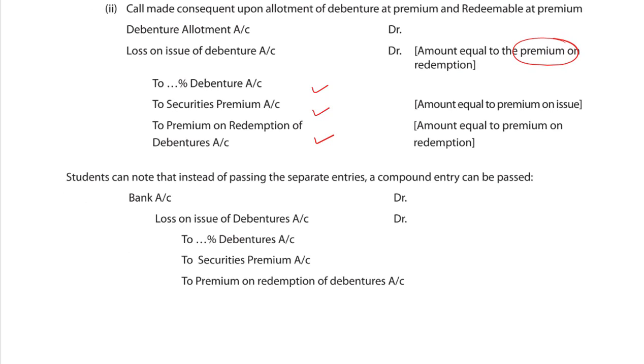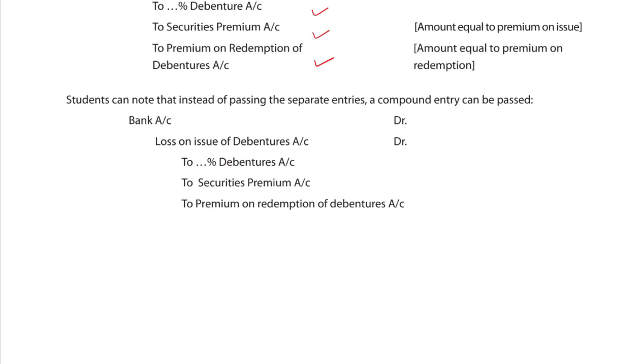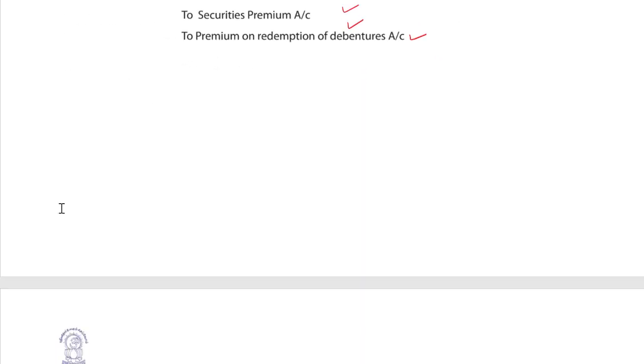Students can note that instead of passing separate entries, a compound entry could be passed. Bank account debit, loss on issue of debentures account debit, to debentures, to securities premium, to premium on redemption of debentures account. I believe you understood. Let us move ahead.